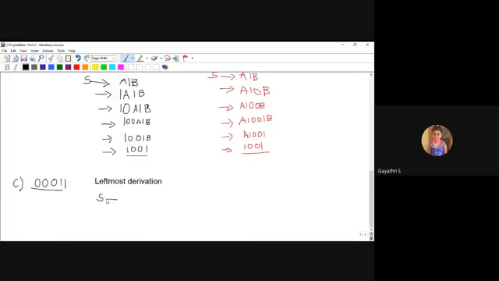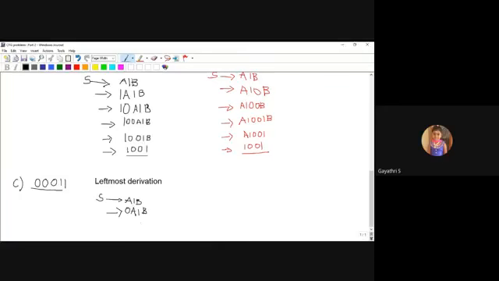Okay, I will start as usual. S tends to A1B. Okay, I will move with your choice. For A, it has been replaced by 0A. So, okay, 0A, 0A1B.